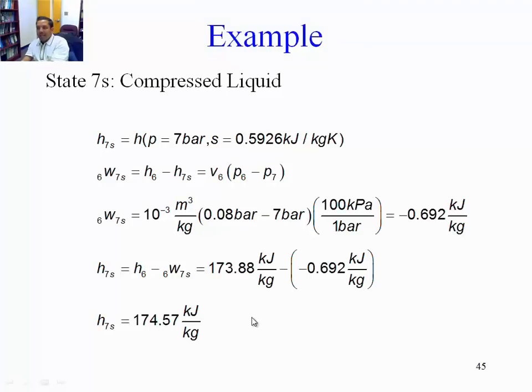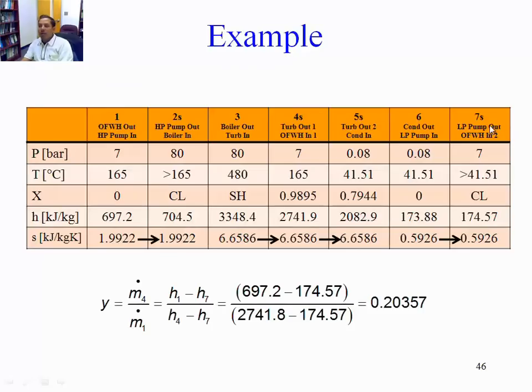Now, using this value, we can calculate the enthalpy at the exit of the low pressure pump, which by the first law of thermodynamics is the enthalpy at the inlet minus the work that the pump requires, which is negative. So the water goes into the low pressure pump with an enthalpy of 173, and it comes out with an enthalpy of 174. Not much difference because this pump doesn't do much. It just goes from 0.08 bar to 7 bar. So now we can complete that table. We have all the enthalpies in the table, at least the ideal ones, because we assume that all these processes are isentropic.